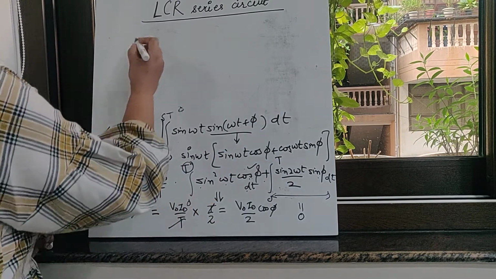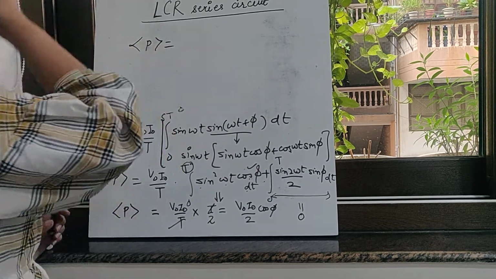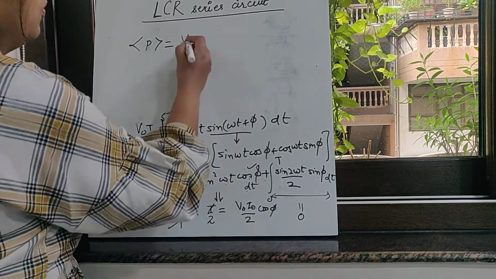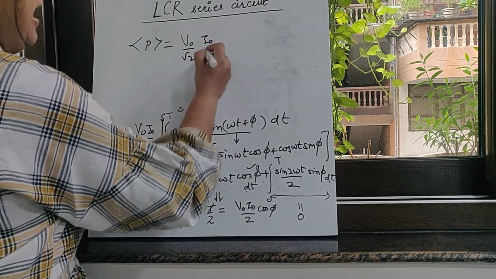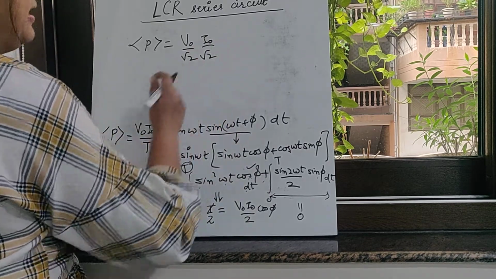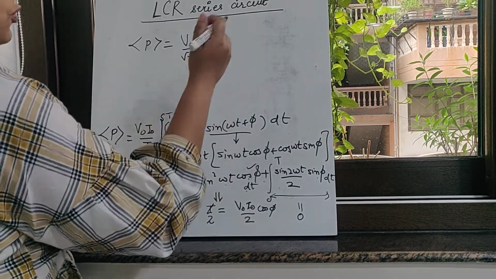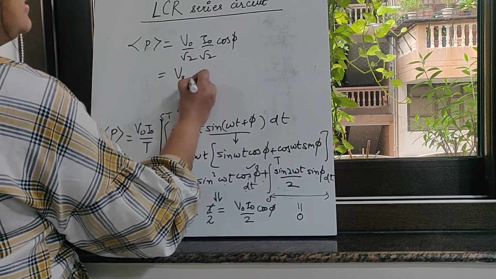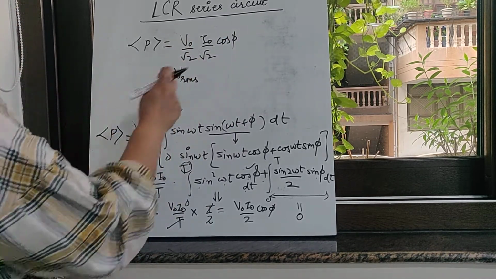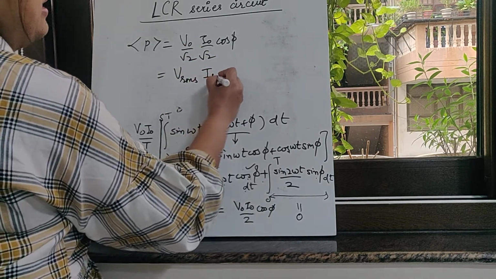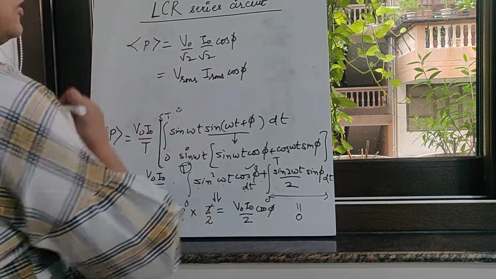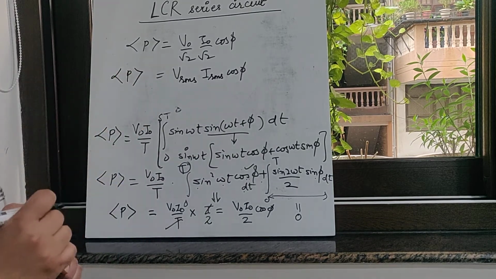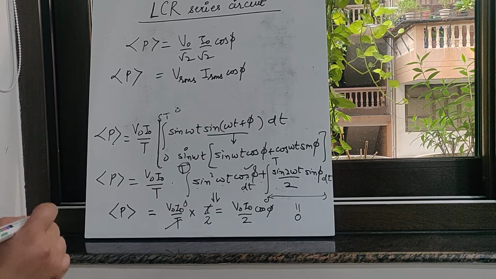Further I can write the average power consumed in the complete cycle as V naught by 2 can be written as this, and here I have taken 2 as root 2 into root 2, so that I may be able to write it in terms of RMS. We know V naught by root 2 is VRMS, I naught by root 2 is IRMS, so it is this much into cos phi. So average power consumed in an AC cycle is given by this much.